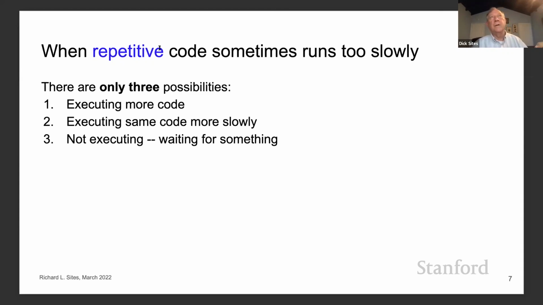So when you have repetitive code that's doing individual transactions, whatever, that only occasionally runs slowly, there's just three things that can make it run slowly. Either you're executing more code in the slow cases than in the normal cases, or you're executing the same code, but you're executing it more slowly for some reason, or you're not executing, you're waiting for something.